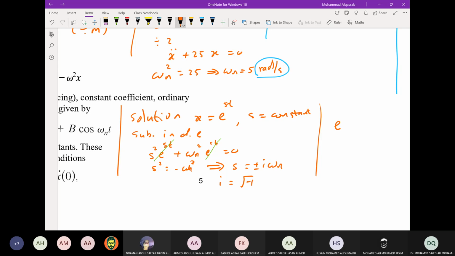Now I will substitute x equal to e to power st, and s now is plus minus i omega n. This can be reduced to, you can put a constant here, equal to c e to power plus minus i omega n t. If you put c here, this will cancel out. So this will be c, and this will be c as well here. So c will cancel out.